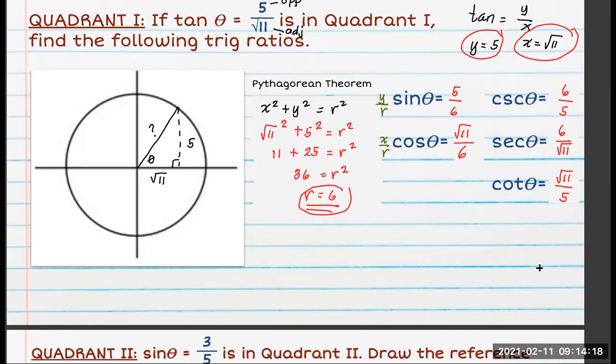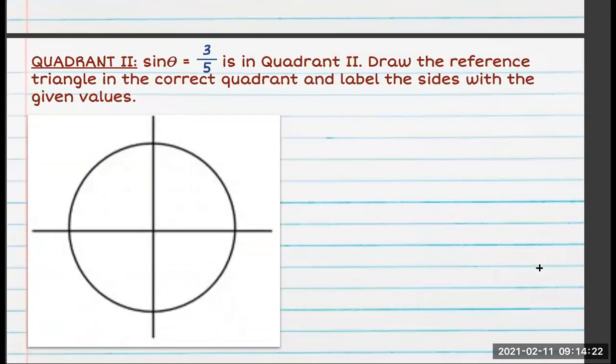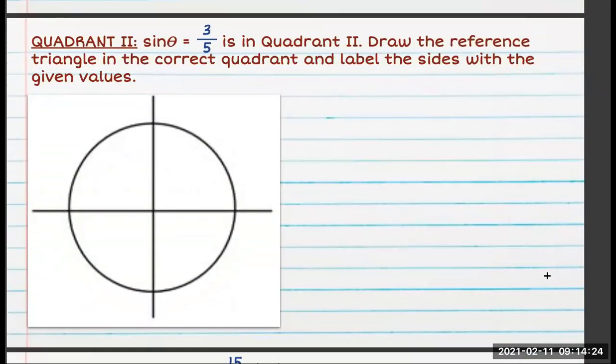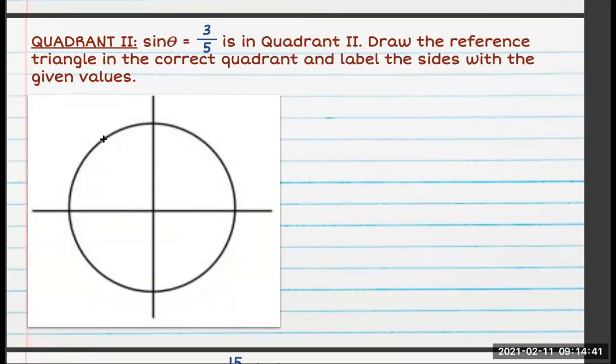All right, let's look at the second example. Okay. So be careful that you read the given, all right? So it says here sine theta is 3 over 5 and theta is in the second quadrant. So let's try to draw that. Theta is in the second quadrant, so somewhere here. Okay, this is where your theta is. It's in the second quadrant.